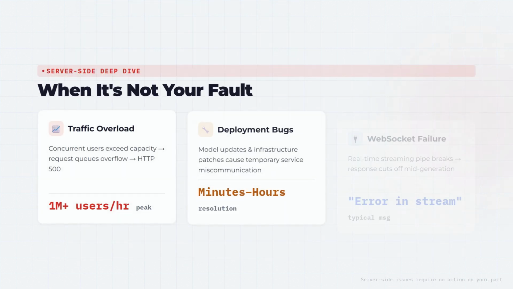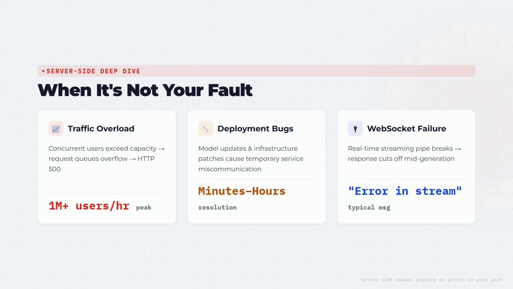When the problem is on OpenAI's end, there is not much you can do except wait. Traffic overload happens when over 1 million users per hour hit the servers simultaneously. Deployment bugs occur when OpenAI pushes model updates and infrastructure patches. And WebSocket failures cause your response to cut off mid-generation without any warning. The best thing to do is to monitor the official status page and wait for resolution.